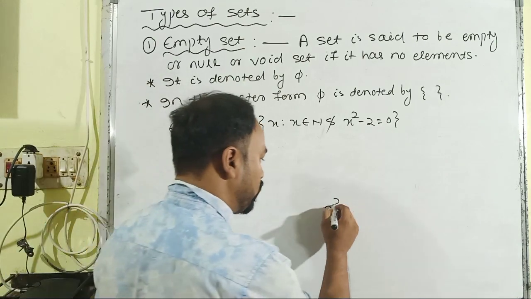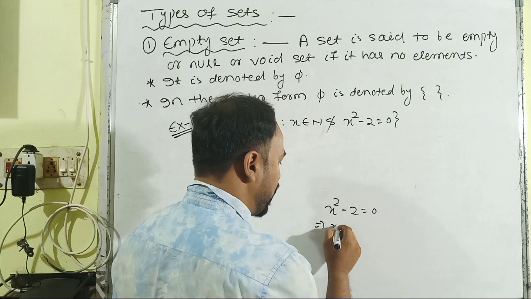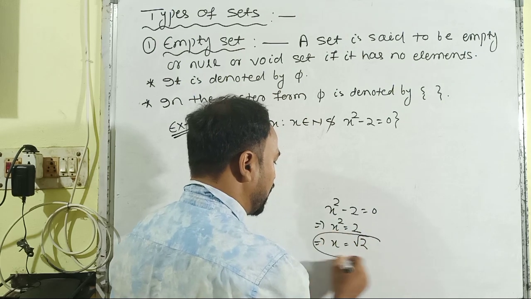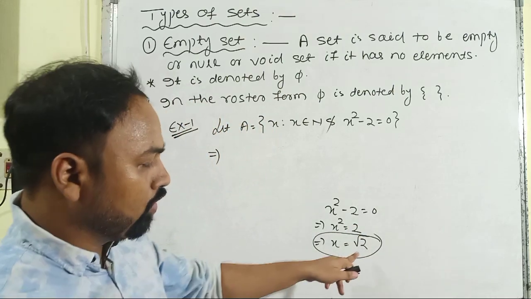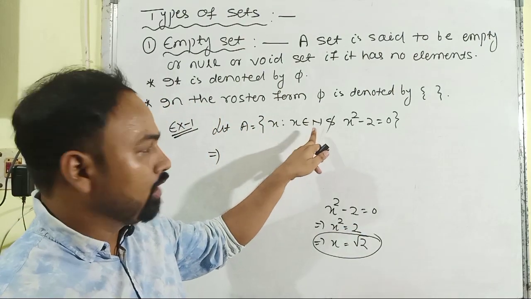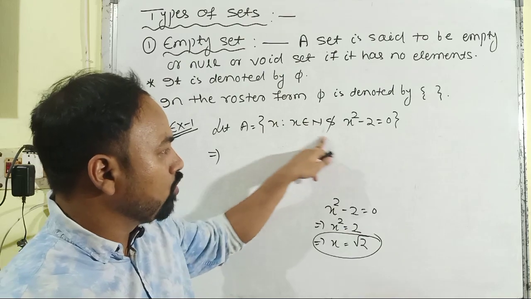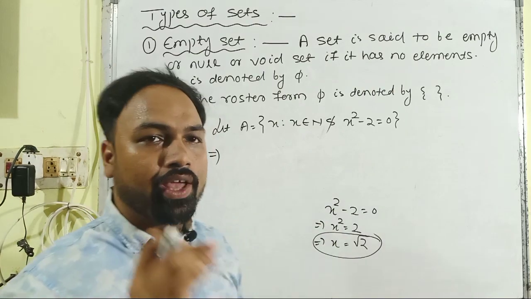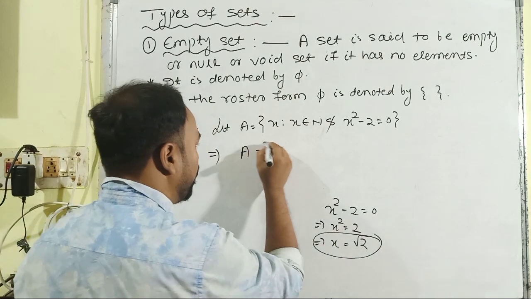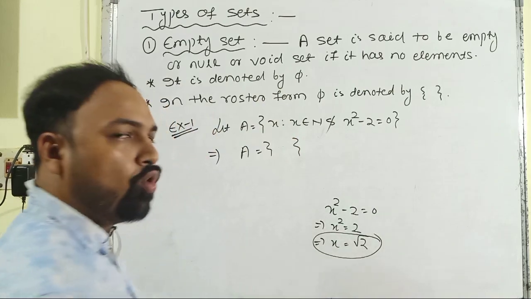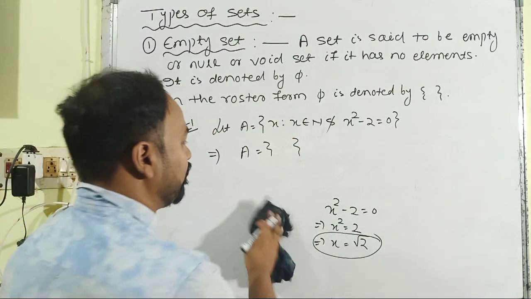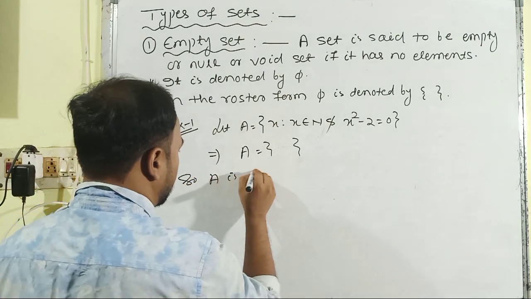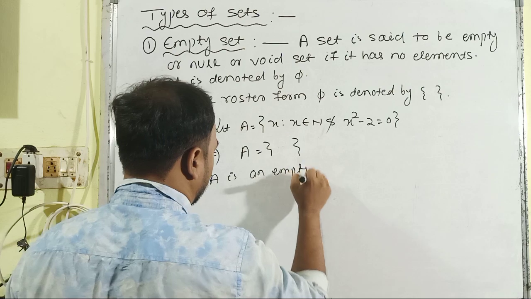If x square minus 2 is equal to 0, then x square is equal to 2, and then x is equal to square root of 2. But the square root of 2 is not a natural number. That means one of the two conditions is not satisfied here, so we cannot find any element x. That means A will be an empty set having no elements in it. So A is an empty set.